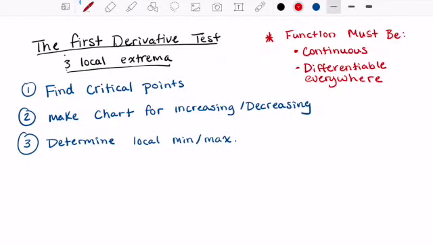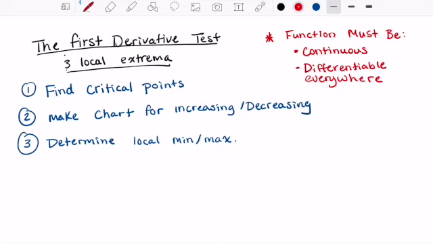In this video, we're going to look at the first derivative test and how we use it to find local extrema and determine where our function is increasing and decreasing. Just a couple of important things to note before we get into it. Your function has got to be continuous and differentiable everywhere within the domain. As long as you have that, you are good to go. The first derivative test will work out.